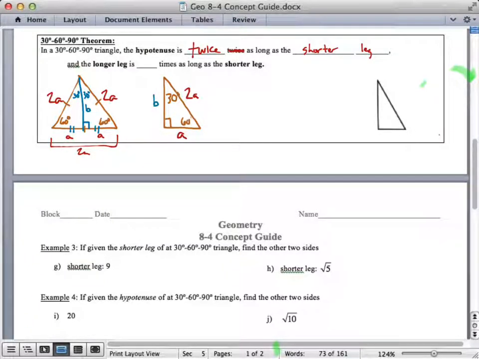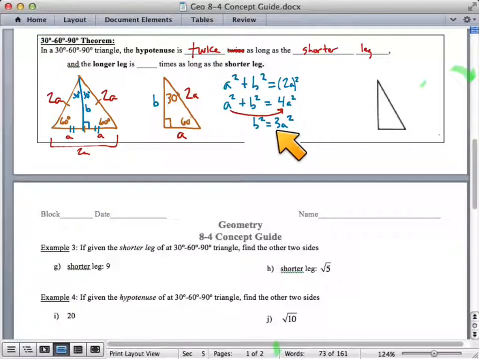I'm going to apply the Pythagorean theorem. Oh, first, sorry. The hypotenuse is twice the shorter leg. That's a thing. Now I'm going to apply the Pythagorean theorem. When you square 2a, you get 4a squared. I'm going to subtract a squared. Again, you're not going to have to recreate this, but this comes from somewhere. B squared equals 3a squared.